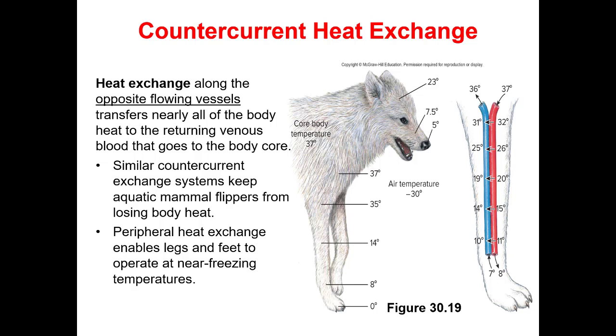And how this works is the arterial blood in the leg of an Arctic mammal or bird passes in close contact with a network of small veins, shown in blue, that have cold blood returning from the limbs. In this diagram, heat exchange occurs along the opposite flowing vessels, which transfers nearly all of the body heat to the returning venous blood that goes towards the body's core. Similar countercurrent exchange systems keep aquatic mammal flippers from losing body heat due to cold, deep waters, and peripheral heat exchange enables legs and feet to operate at near freezing temperatures for prolonged periods of time, like during a hunt.